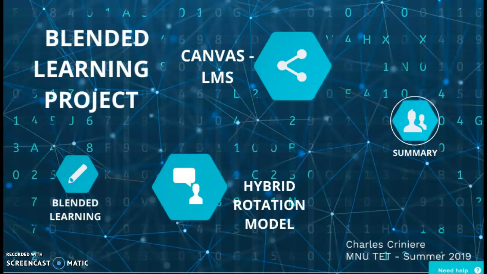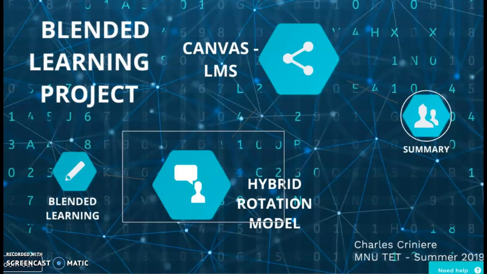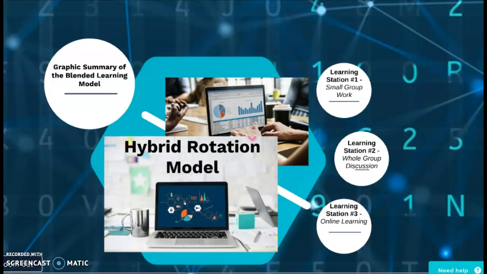Well, the hybrid rotation model is the model that I'm going to implement. I will talk about specifically three key learning stations. The first one will be the small group work. The second part will be the whole group discussion. And the third part will be the online learning. And I'm going to summarize the blended learning model using a graphic display.